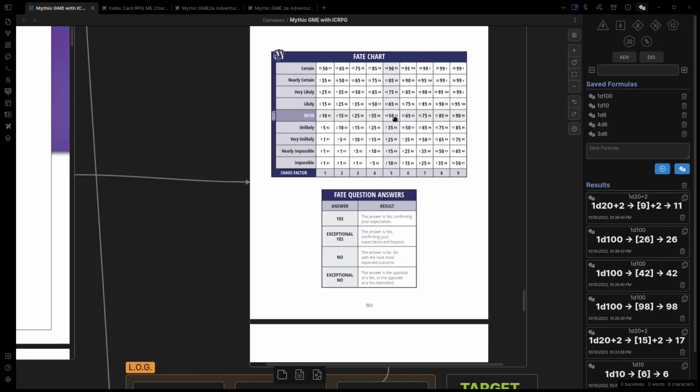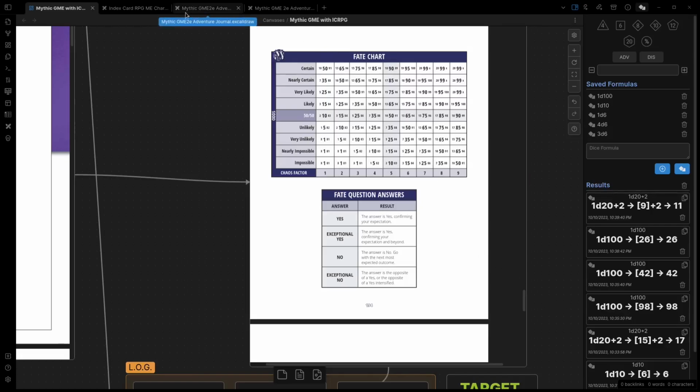Where that becomes even more apparent is if it was 50-50. Going from chaos factor 5 to 4, that's almost a 25% jump, or a 15% jump versus the 10% up here. So going from 50 to 35, that's a pretty big number jump to try and roll under.